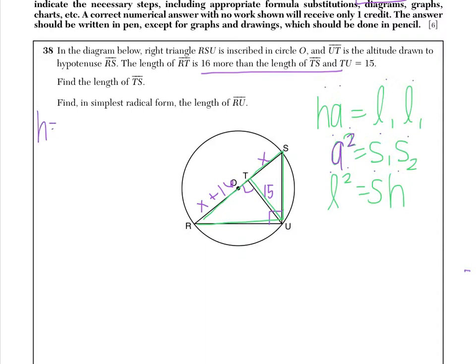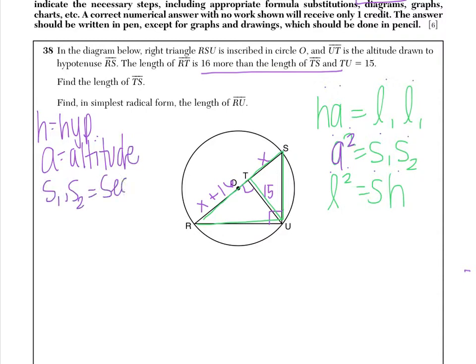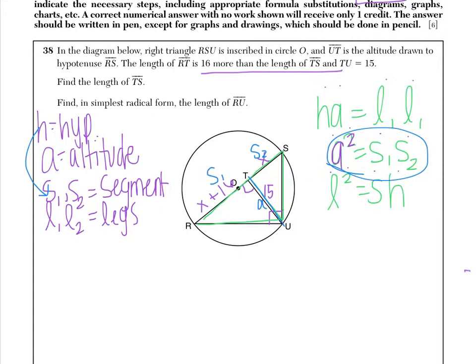So the H stands for hypotenuse, A stands for altitude, S1 and S2 stand for segment, L1 and L2 stand for legs. And again, your focus is always on the big right triangle. So if we mark up what's given to us as H, A, L, or S, we have this altitude from the given, which can be marked as A. The hypotenuse is what gets split up into 2 segments. So we actually have S1, S2, which means that we're going to use A squared equals S1 S2 as our formula.